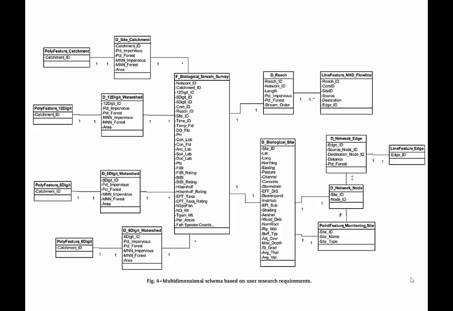This is their database schema that they came up with for their warehouse. Here's your stream survey data, your fact table, things like fish species counts at each location. Then we have the various dimensions: the river reach, the biological site, three different scales of watersheds, information about the watersheds. Note that the spatial information is hived off in these spatial tables, which just store the spatial information. I'm not sure why they hived them off into these further tables. They could have been integrated into here, possibly. I don't know.